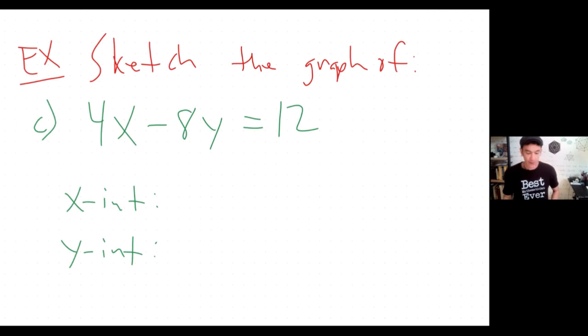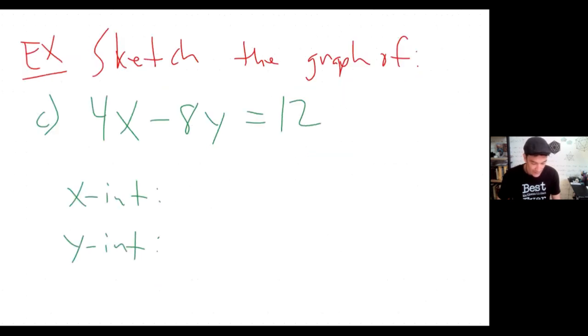If you want to find the x-intercept, use your hand, use your fingers, and cover up the y's. All I see is that. So then get x alone. Divide by 4. 12 divided by 4 is 3. So my x-intercept would be 3. That's all you have to do to find the intercepts. So we know for sure that the x-intercept is 3.